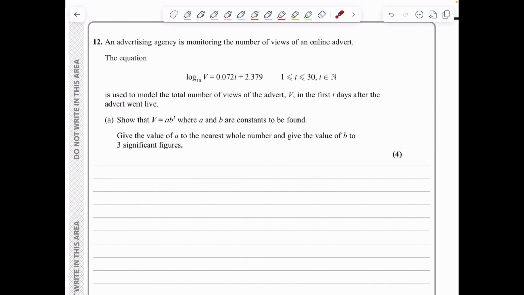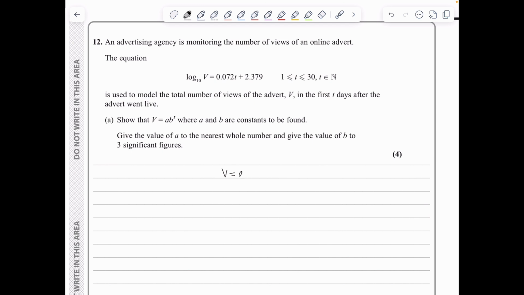In question 12, we've got an agency monitoring the number of views of an online advert. The equation is given here. We are modeling the total number of views, capital V, t days after we went live. Now we need to show that this means that V is a b to the t, where a and b are constants to be found, giving the value of a to the nearest whole number and the value of b to 3 significant figures. Well, let's start with the equation.